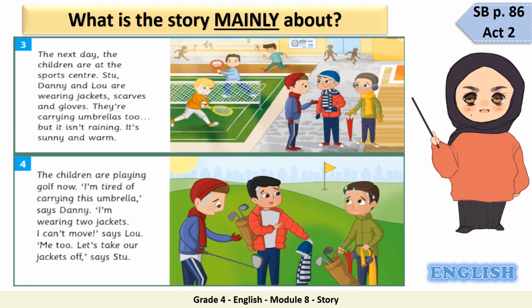The next day, the children are at the sports centre. Stu, Danny and Lou are wearing jackets, scarves and gloves. They're carrying umbrellas too, but it isn't raining. It's sunny and warm.